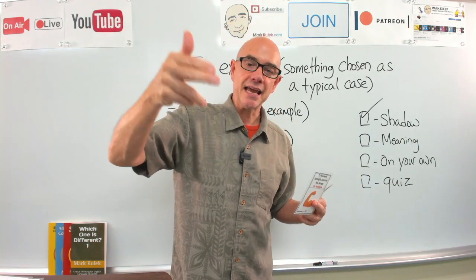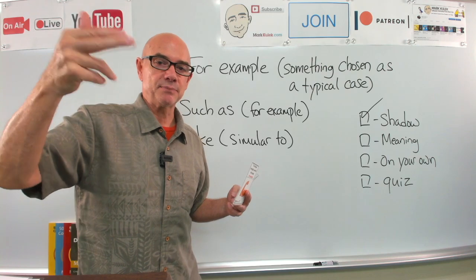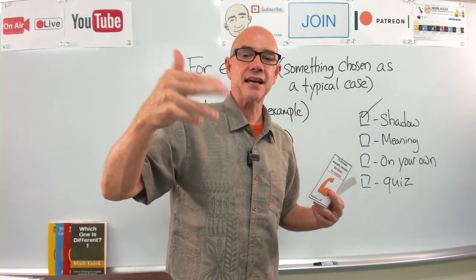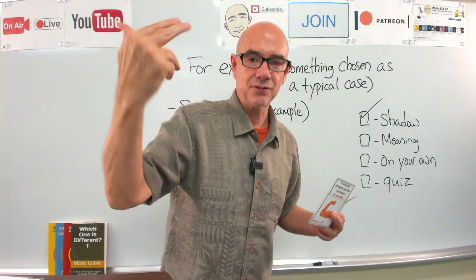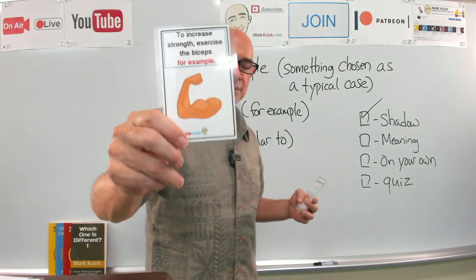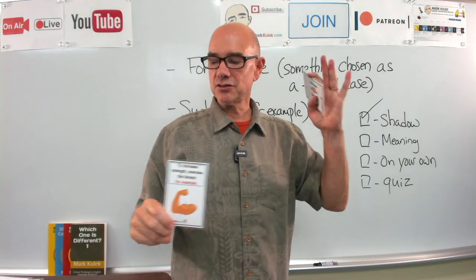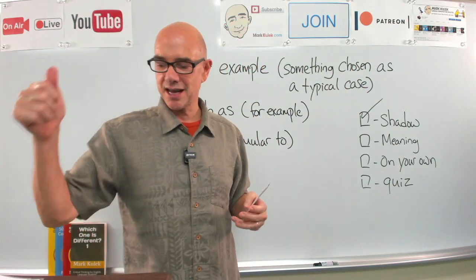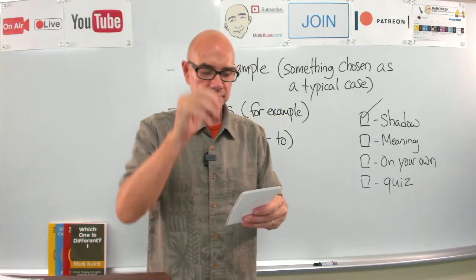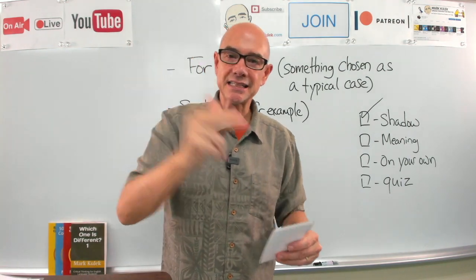So if you want to increase strength, exercise those muscles. And bicep, for example, right? So in a typical case, biceps, and then you could say legs, for example, right? So we have many muscles, so if you want to get stronger, exercise those muscles. Okay, card number 4. Like father, like son.